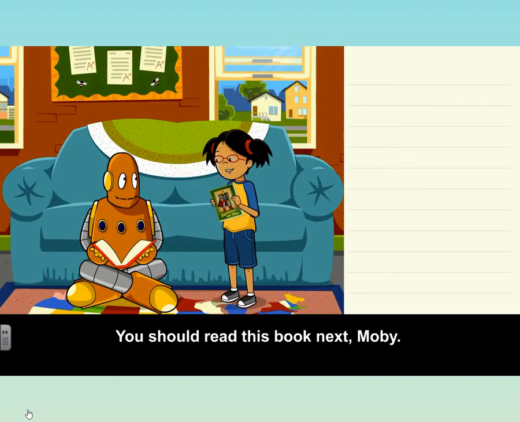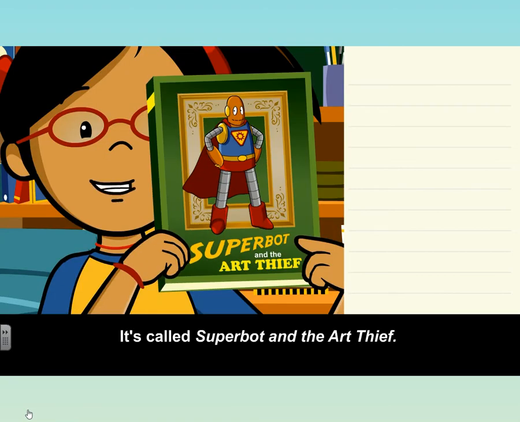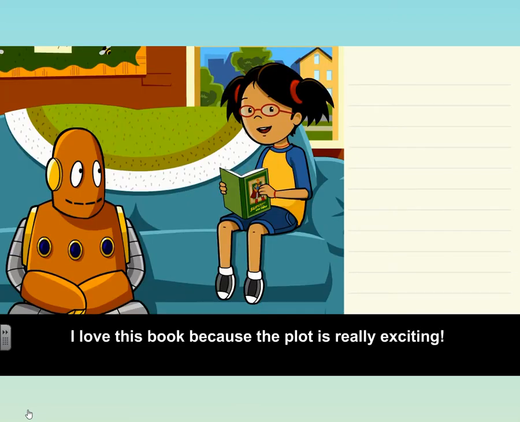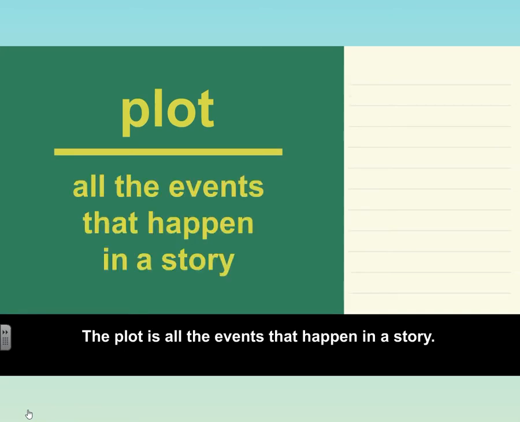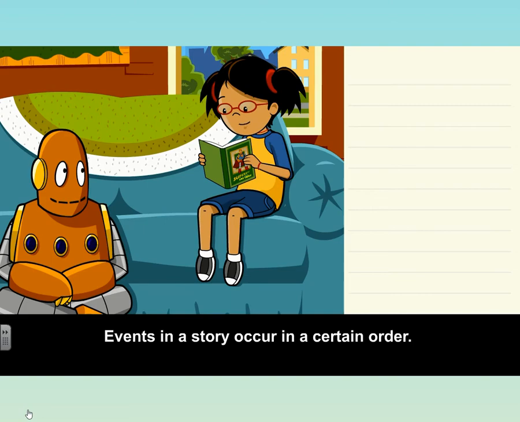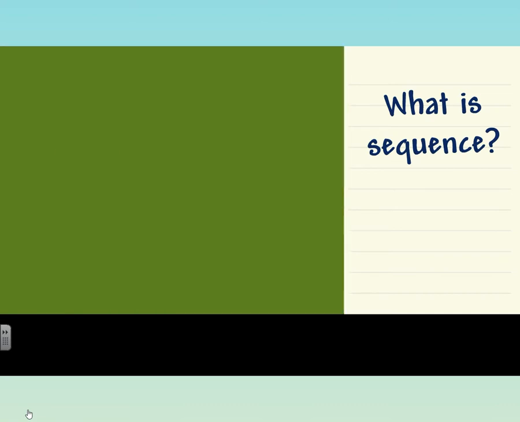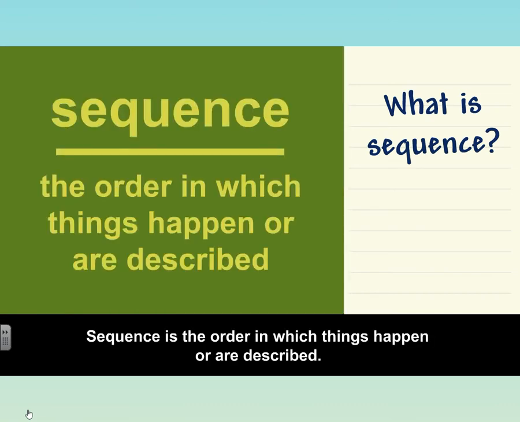You should read this book next, Moby. It's called Superbot and the Art Thief. I love this book because the plot is really exciting. The plot is all the events that happen in a story. Events in a story occur in a certain order. What is sequence? Sequence is the order in which things happen or are described.